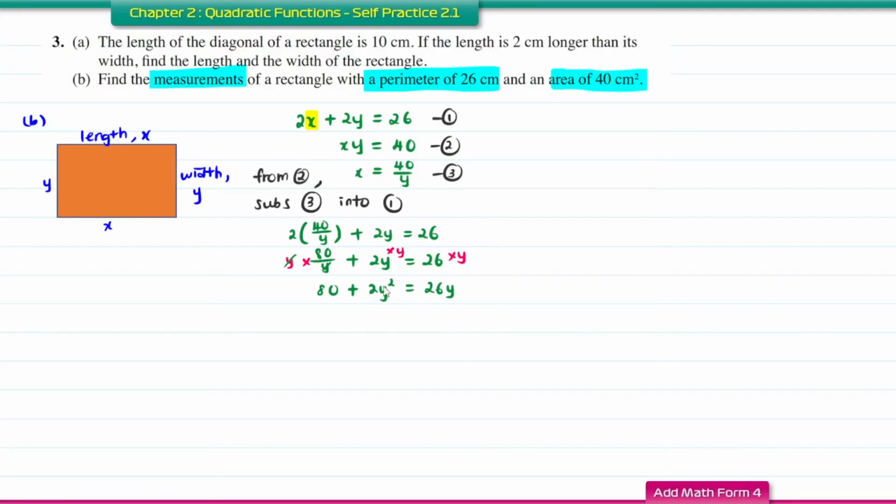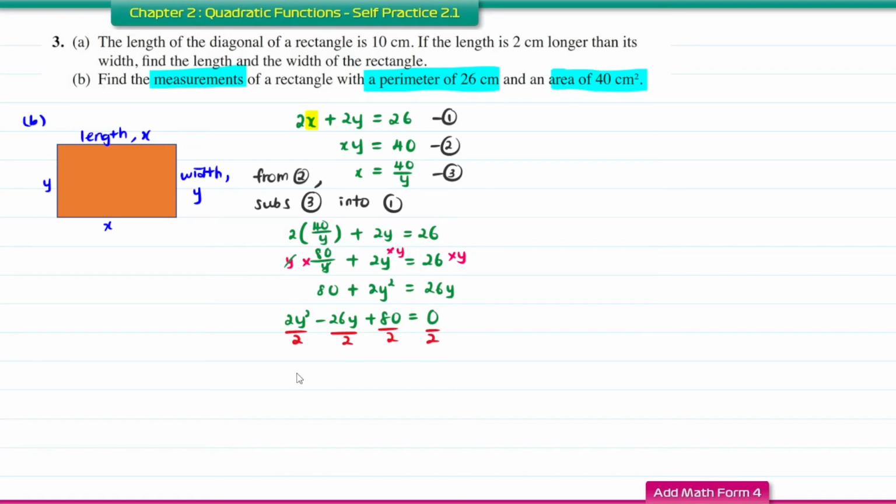So this is a quadratic equation. So next we're going to write it in general form. So I'm going to move this 26y to the front. 2y squared minus 26y plus 80 equal to 0. Now to find the value of y, you can either use the factorization method, completing the square, or the formula. So in this case, I'm going to use the factorization method. So as I have the a, b, c as 2, negative 26 and 80, I can simplify it by dividing all of the terms by the number 2.